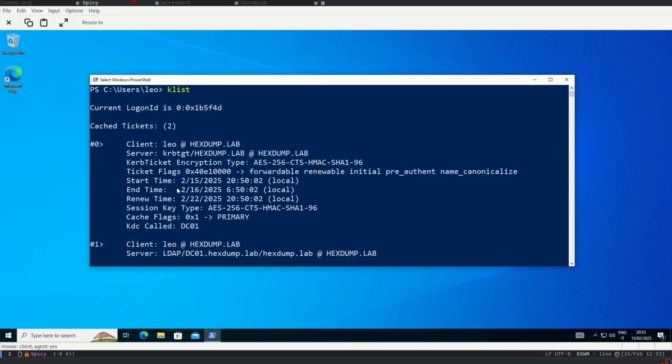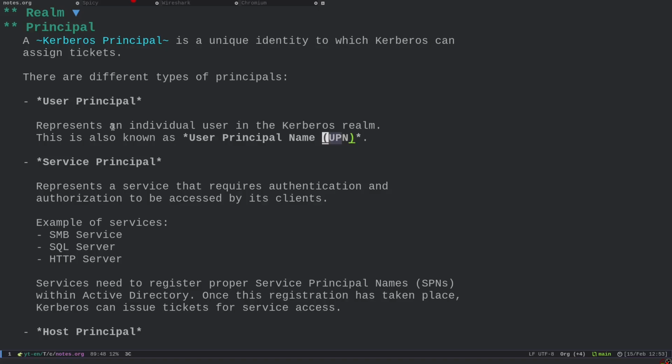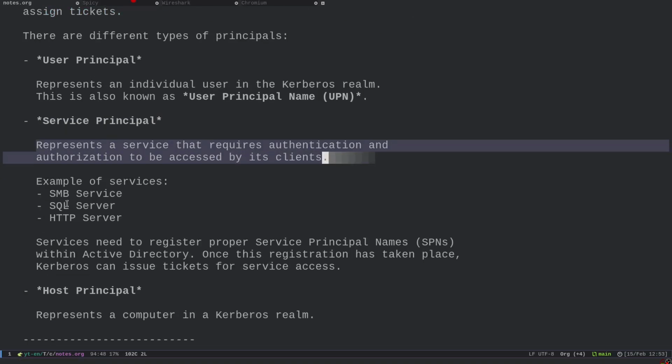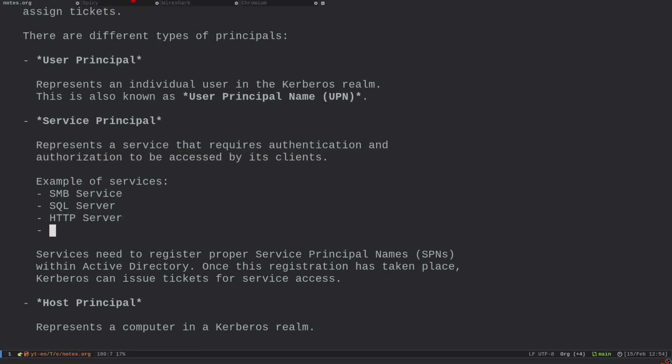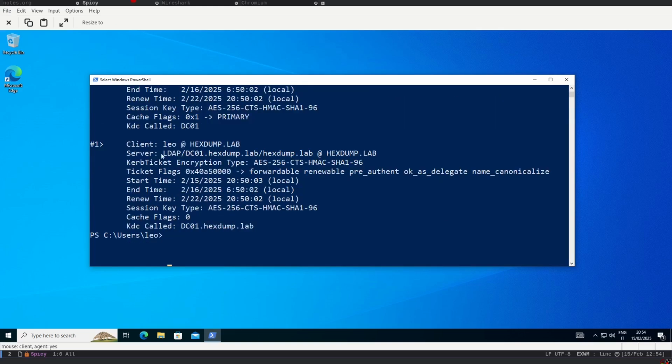When we executed the command whoami /upn, this was the Kerberos principal for the user Leo. So this is what identifies us. It is like our surname, our email in the context of Kerberos. It is our identifier. Then we have the service principal. It represents a service that requires authentication and authorization to be accessed by its clients, like an SMB server, an SQL, an HTTP, and also an LDAP server. Indeed, in this practical example, this is the service principal for LDAP.